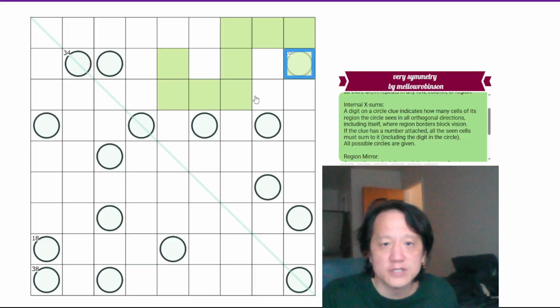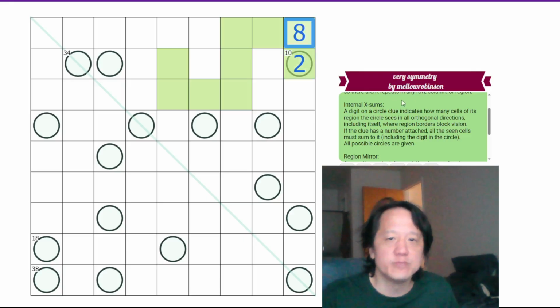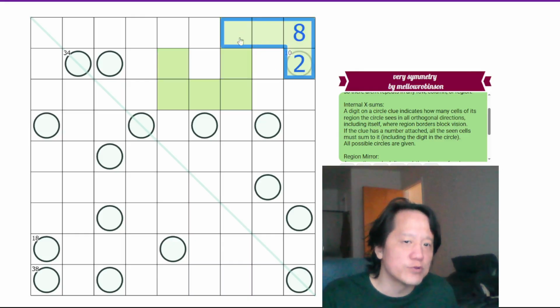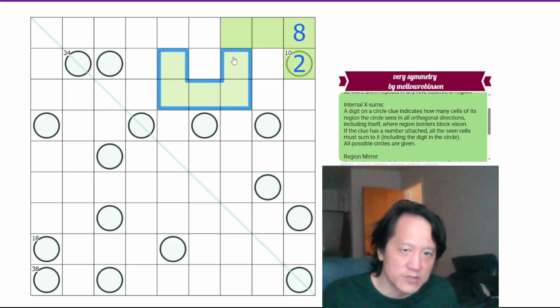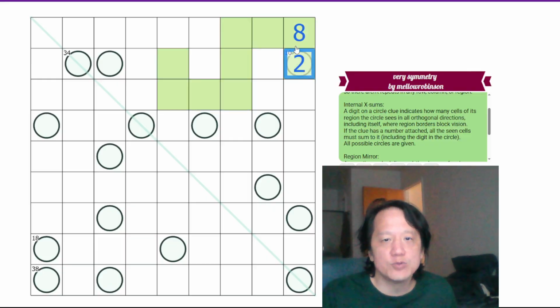So, for example, if this were a 2 here, and this is a valid region, then this would only see 2 cells, so it would have to be 2, and these 2 cells must add up to 10. And therefore, this must be 2 and 8 to add up to 10 for that to work.